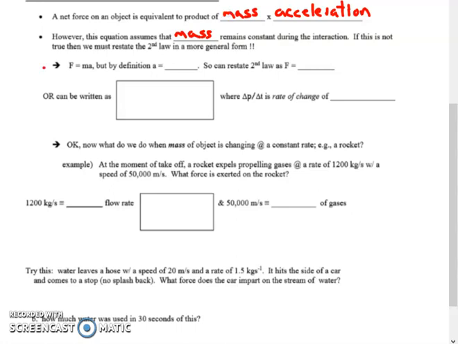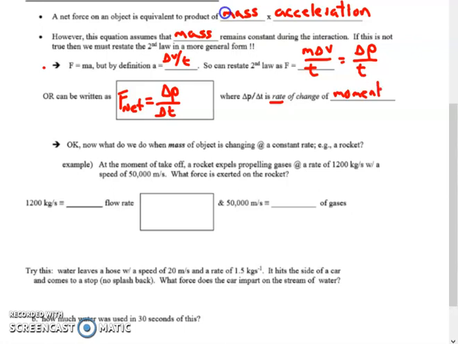So we got F equals ma, but by definition, a is delta v over t. So we can restate the second law very simply as F equals m delta v over t. And if you look at the numerator, we should recognize that from what we learned prior, that's just delta p over t. So we have a new way of writing net force. The net force acting on an object is delta p over t, which is the rate of change of momentum. The rate, that's what the delta t is telling us, how quickly momentum is changing.